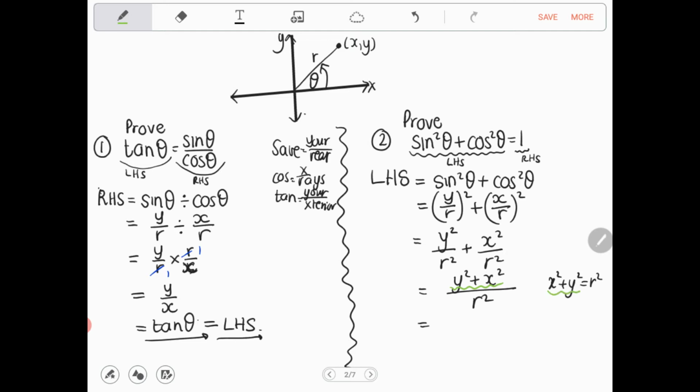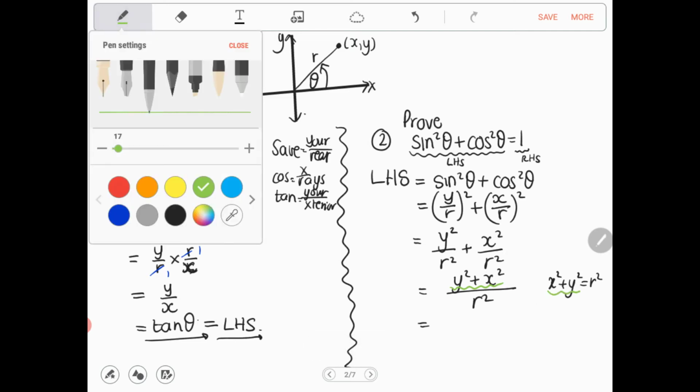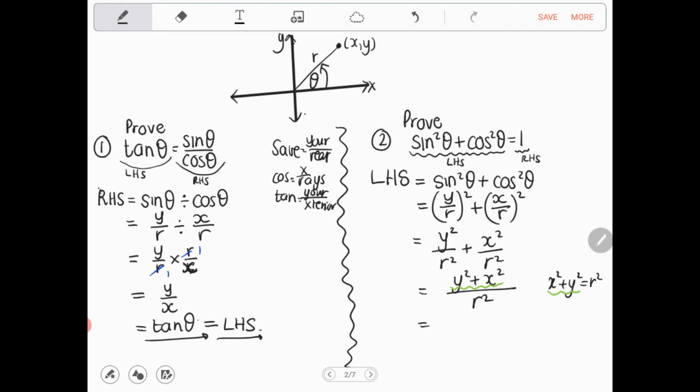That's the same as that. So I'm going to replace x squared plus y squared with r squared at the top. R squared over r squared is 1, and that is equal to the right hand side. Alright, so that's how we prove these fundamental identities.